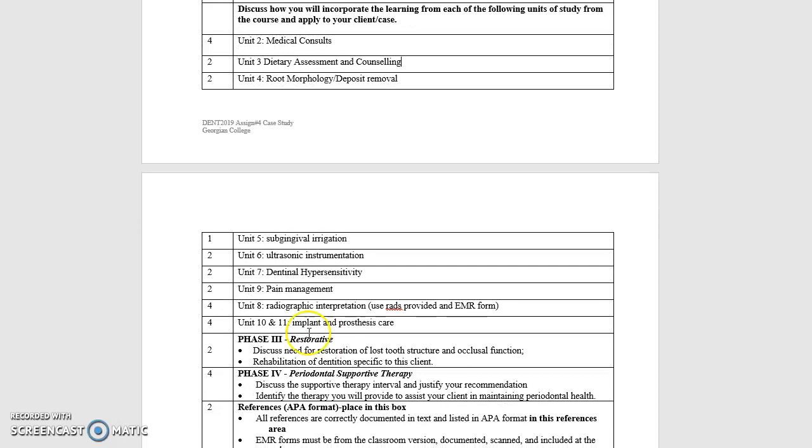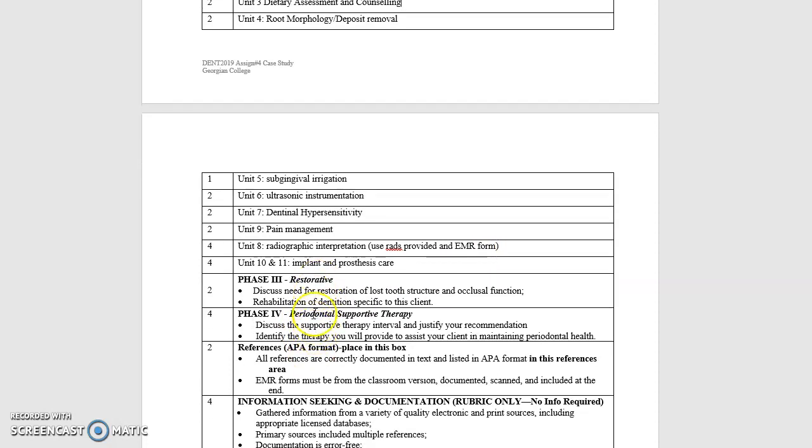You will be given some radiographs to interpret, and you will use an EMR form to interpret those. Phase 3 and 4 of treatment are restorative and then periodontal supportive therapy. So those are, again, quick discussion as to what you would recommend for this client as far as restorative, and what you would recommend for them as far as interval for cleaning in the future.